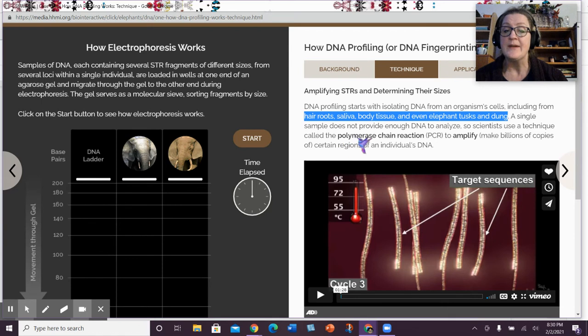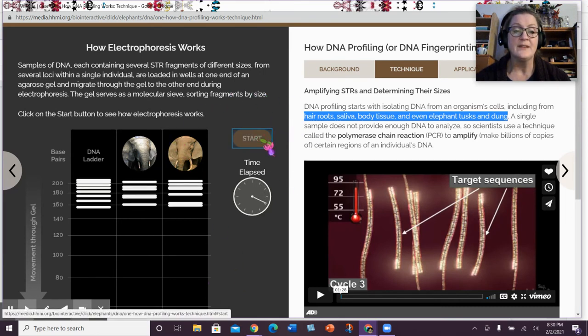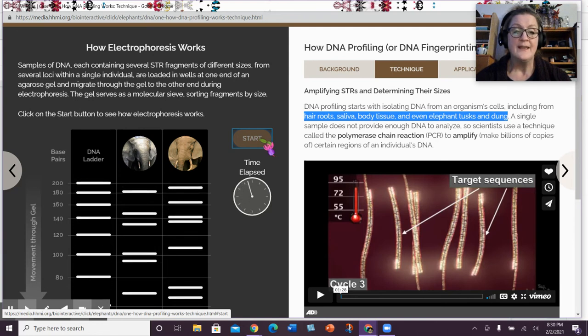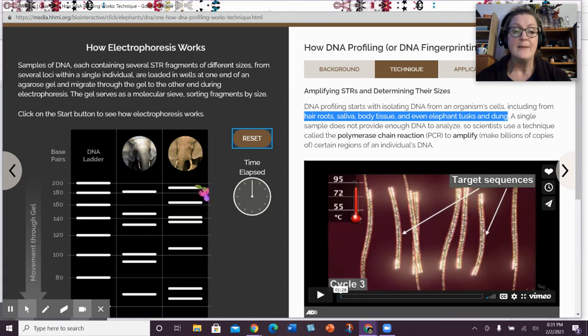And so the polymerase chain reaction is one way that we can make more of very small quantities of DNA so that we can begin to see it on this gel. And how the electrophoresis works, if you click this start button, you'll see exactly what you would see if we were running this for real. So everything started at the top, and over time, the larger pieces moved slowly, the smaller pieces moved very quickly, and so you end up getting a very nice separation of different DNA bands according to size.